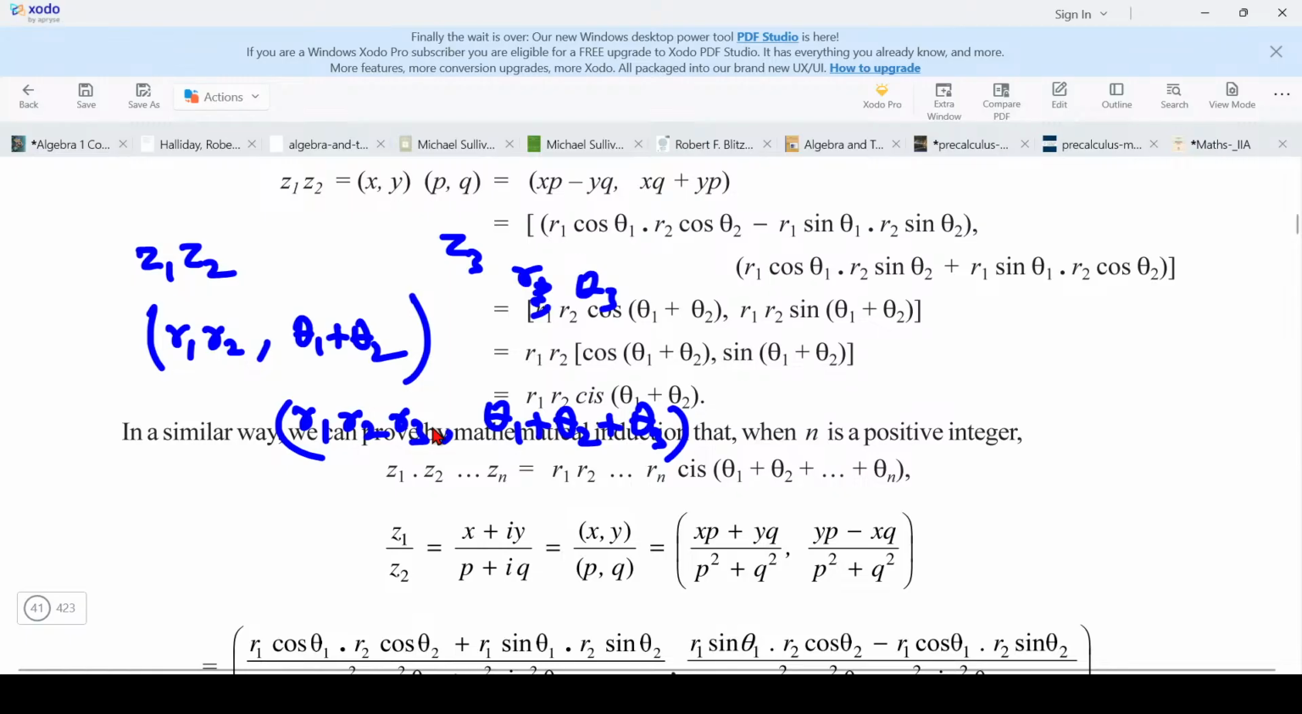Understood now? Yes, sir. So there are multiple complex numbers. What will happen? All the angles will get added and all the magnitudes will get multiplied. This is clear now.